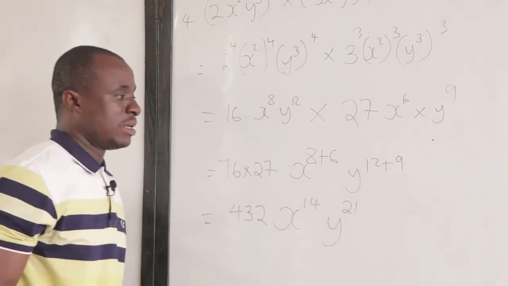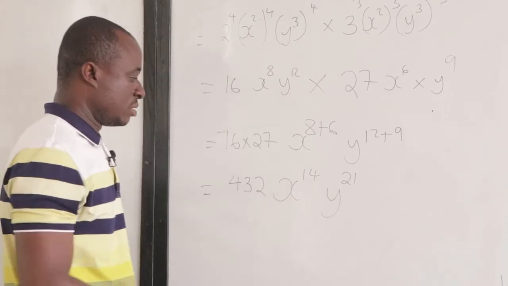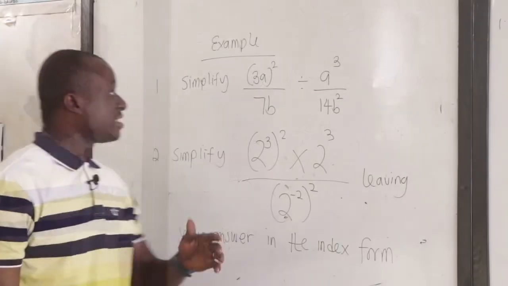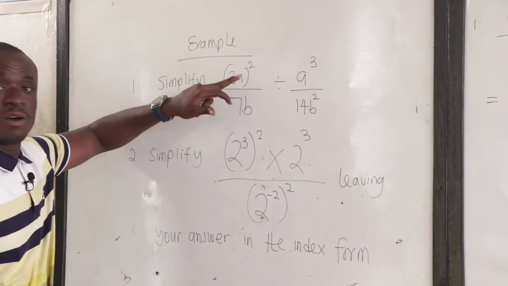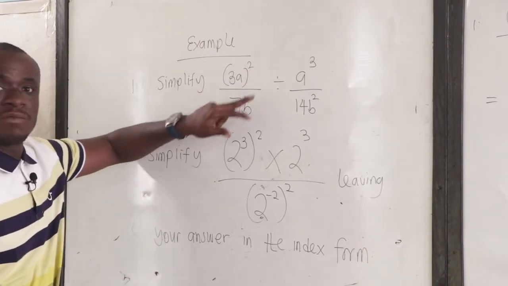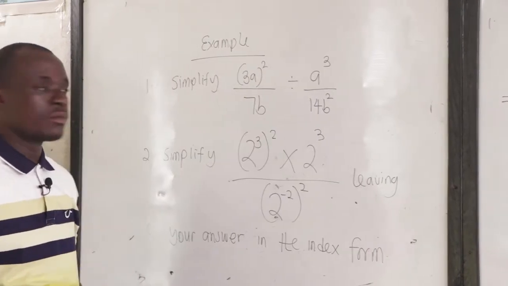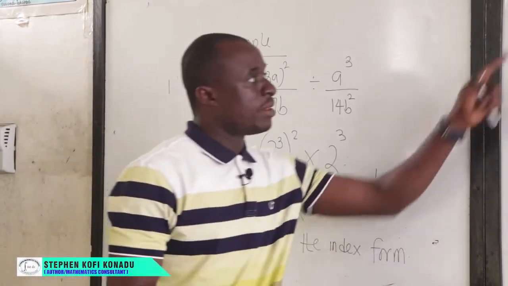12 plus 9, that is 21. Okay, let's see this example. Simplify (3a)² over 7b divided by a³ over 14b². Now this is what we have.